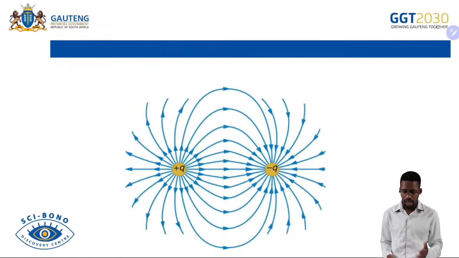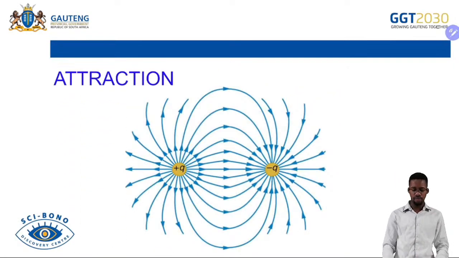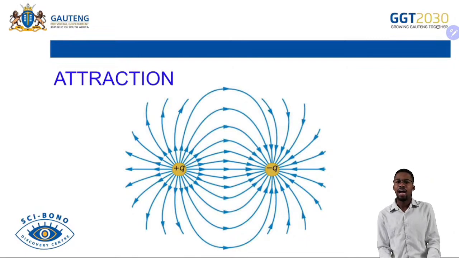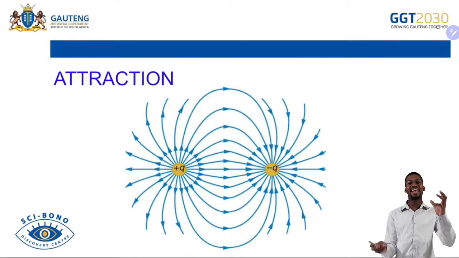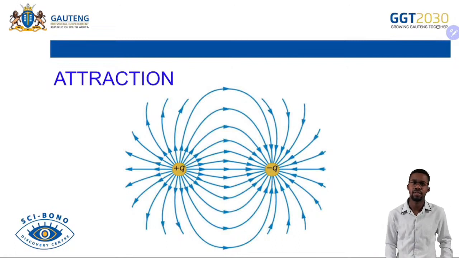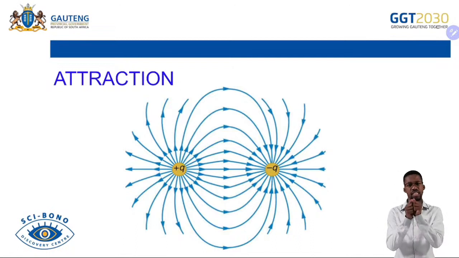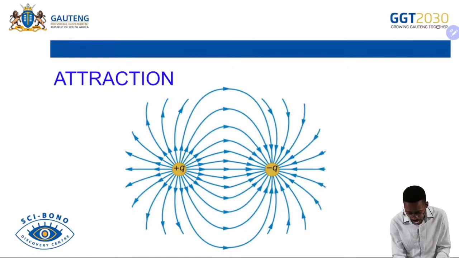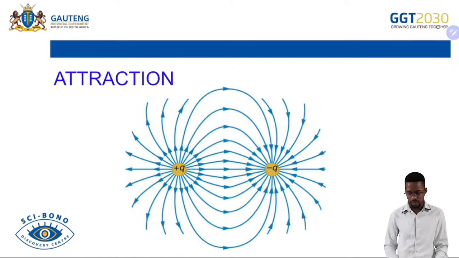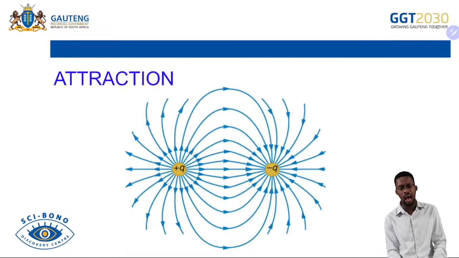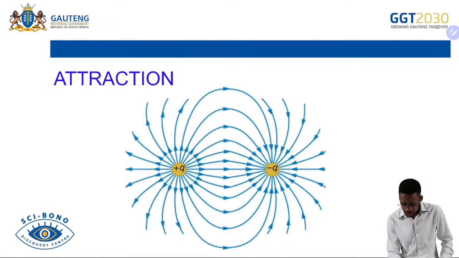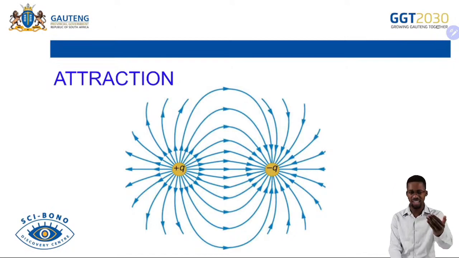Let's move on. Then let's talk about a scenario where we are having what? Attraction. Attraction occurs when unlike charges interact. Unlike charges attract each other. Like charges repel each other. Here we are having a positive charge. You can see the electric field lines moving out. Here we are having a negative charge. We can see that the electric field lines are moving in.